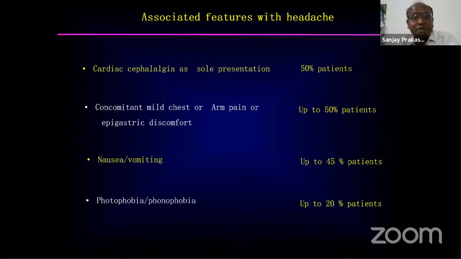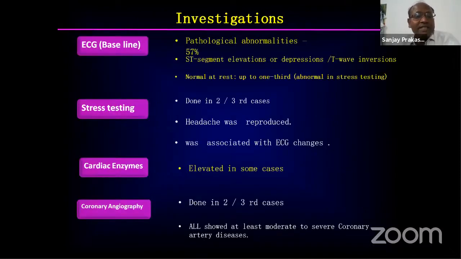If we review the associated features during the headache attack, cardiac cephalgia headache as a sole presentation was noted in 50% of patients, and the other 50% had some other symptom such as mild chest or arm pain and epigastric distress. Nausea and vomiting was reported in up to 45% of patients, and photophobia and phonophobia was noted in 20% of the patients. As far as the investigation is concerned, pathological abnormality was noted in the ECG in 57% of patients.